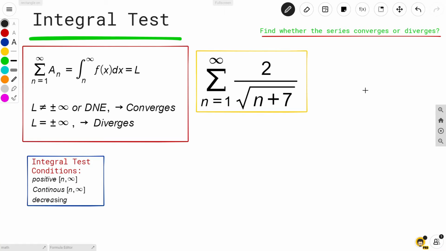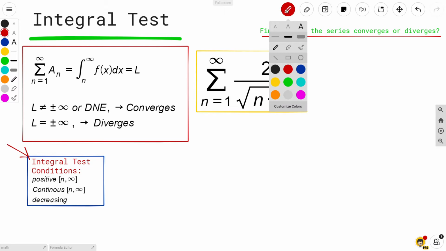Hello guys, in this video we're going to talk about how to test whether a series converges or diverges by applying the integral test. The integral test has these three conditions. We test to see whether it's positive over the interval n to infinity, continuous over the interval n to infinity, and decreasing over the interval n to infinity.